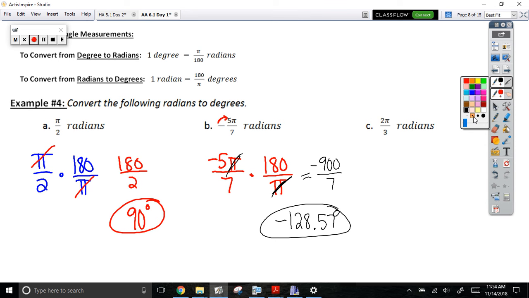Okay, those of you that know the unit circle, you probably know what 2 pi over 3 is. But if not, pi thirds is 60. So 120 degrees. So if you know it, feel free to just do it. If not, divide out your pis, multiply across the top, we'll get 360 divided by 3, which is 120.